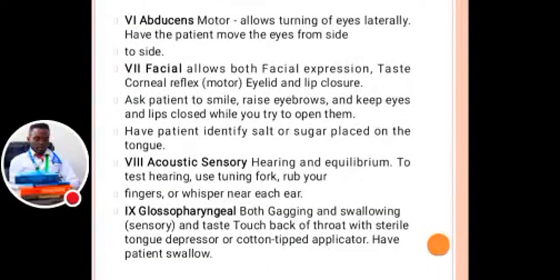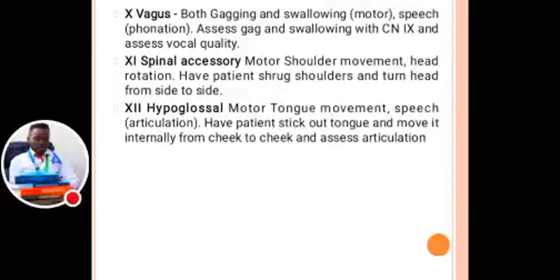Then cranial nerve number 9 is the glossopharyngeal nerve. The glossopharyngeal nerve governs both gagging as well as swallowing, sensory, and the test usually taps and assesses articulation.